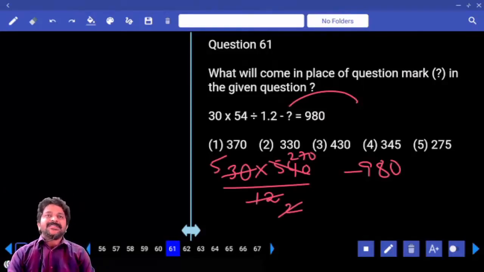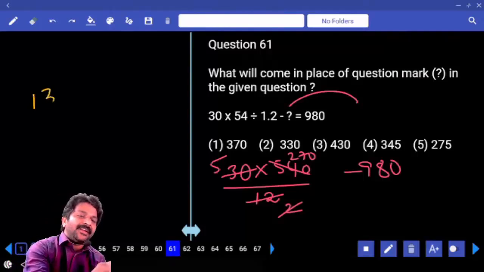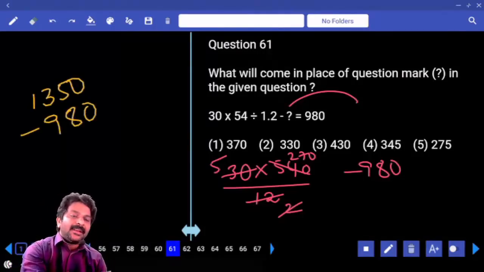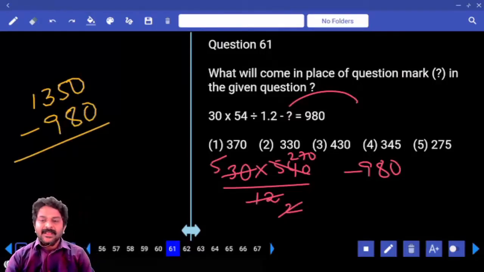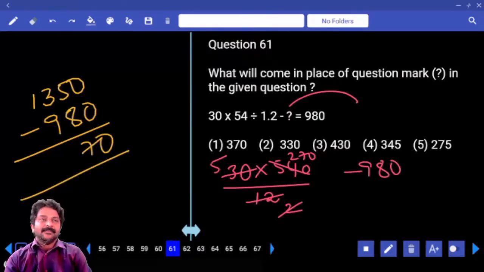5 times కావాలంటే ఏం చేస్తాం? 10 times and making half, correct? And 270 10 times is 2700. Half of that number 1350. From that we have to subtract 980. Yes. Answer must end with 70. Last 2 digits. 50 నుంచి 80 తీస్తే 70 కదా.